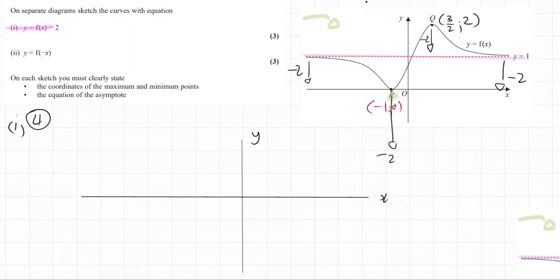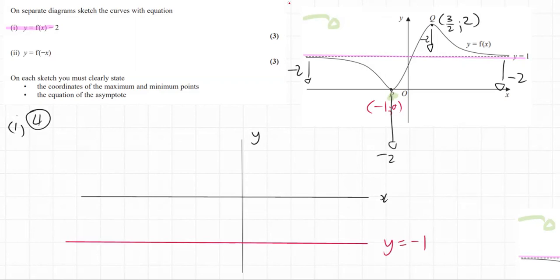And then we look at what was given to us. What was given to us is y equals 1. So the first thing is the asymptote. If y was equal to 1, you minus 2 from it, it's going to be -1. So that's our new asymptote, y equals -1.